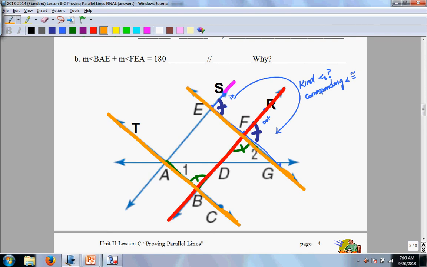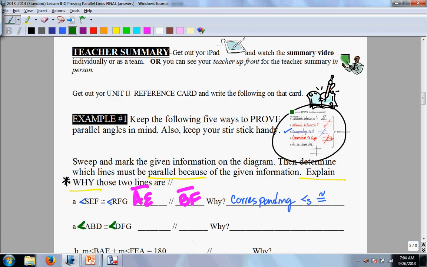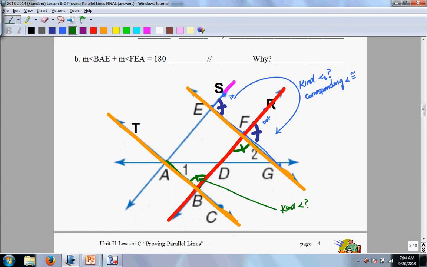So we can see those two green angles are congruent. Now ask yourself, what kind of angles are these? Really important. What kind of angles are these? They're on opposite sides between the lines. Opposite sides between the lines. You should recognize those as alternate interior angles. Also known by me as armpits of the Z. And if that's the case, these two orange lines are parallel.